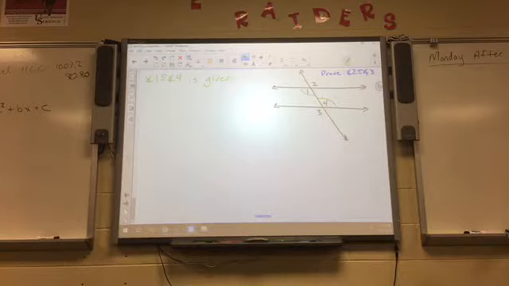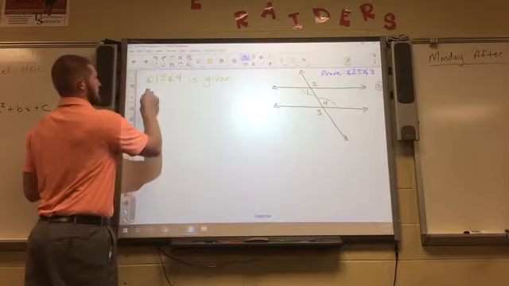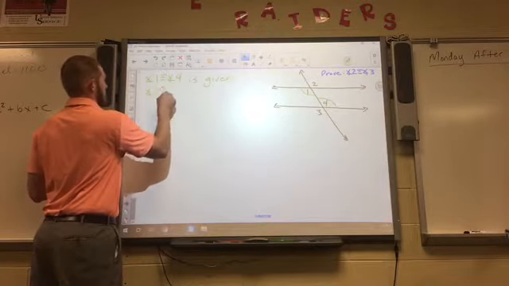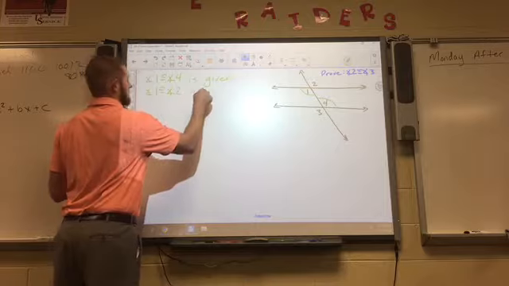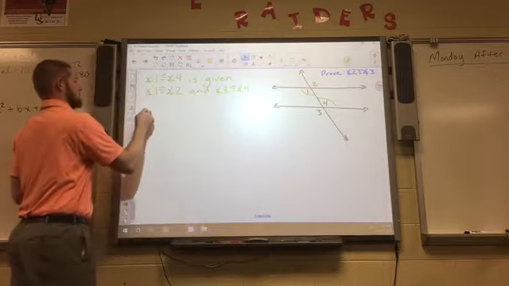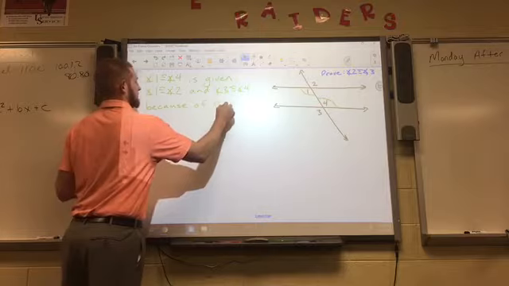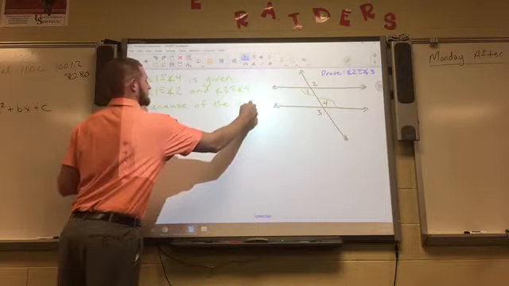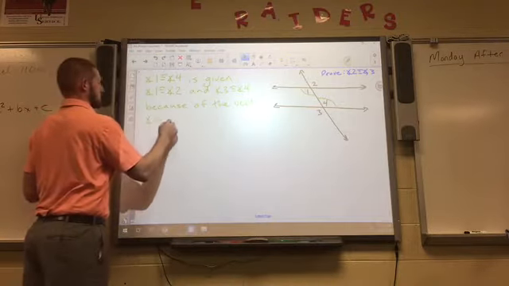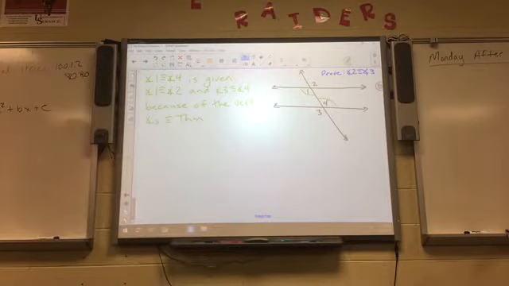2 and 3 aren't vertical angles. 3 and 4, and did you say the other one? 1 and 2. So you can say then that angle 1 is congruent to angle 2, and angle 3 is congruent to angle 4 because of the vertical angles congruence theorem, and I'm abbreviating. Okay. So that's good. I got 2 and 3 into my proof.